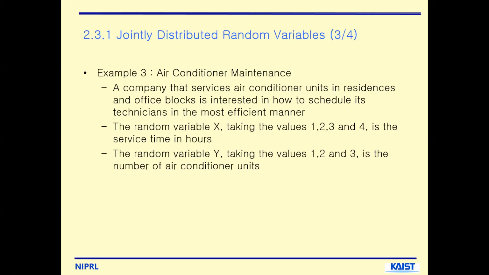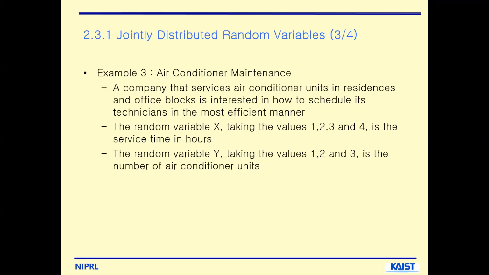Okay, so the random variable x taking the values 1, 2, 3, and 4 is the service time in hours. Now, the service time in hours is discrete because this is by counting 1, 2, 3. Don't forget. So it means the range of X here is from 1 to 4. That is the service time. Which means the lowest service time is going to be 1 hour, and the highest service time is going to be 4 hours.